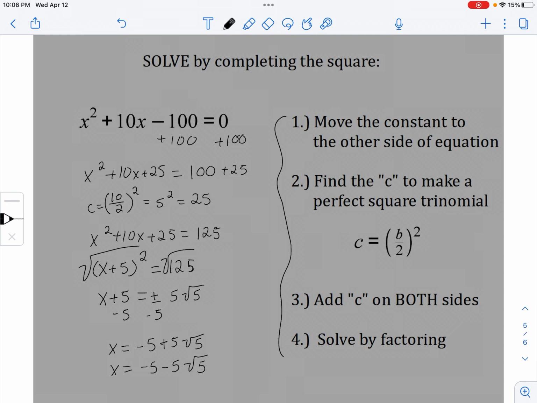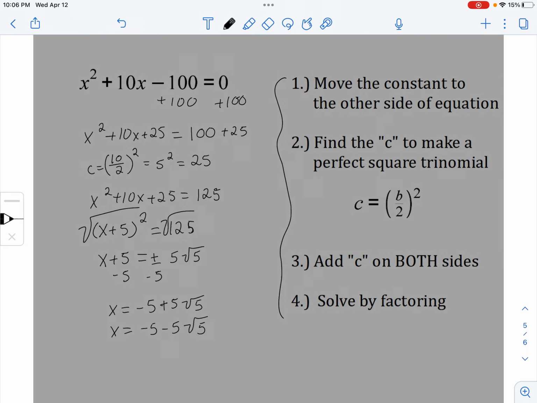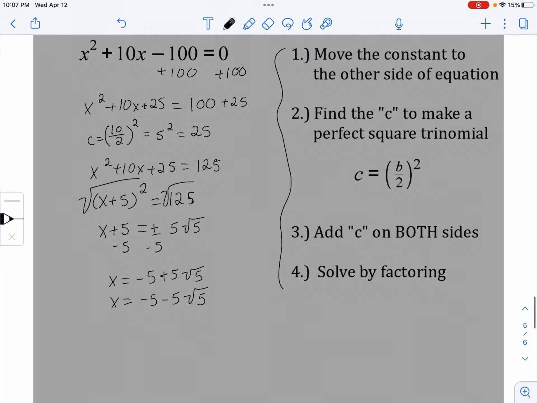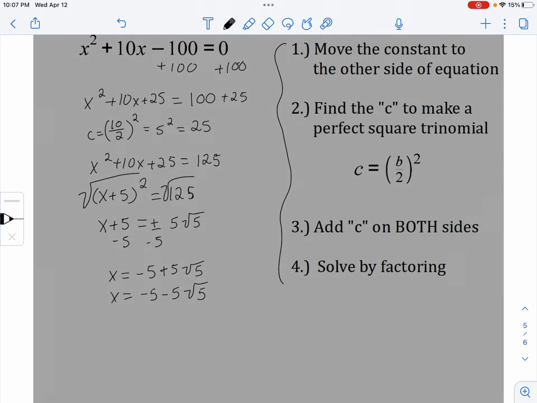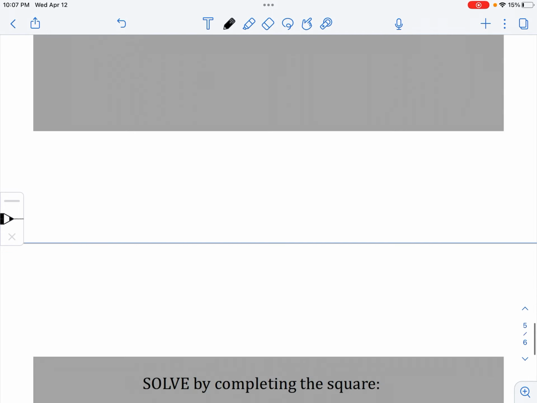Okay, so this lays out the steps that you're going to take to solve by completing the square. So refer back to these notes as you go through those steps. Also, on the assignment today, they do have a list of more examples and just show you other steps to take on there.